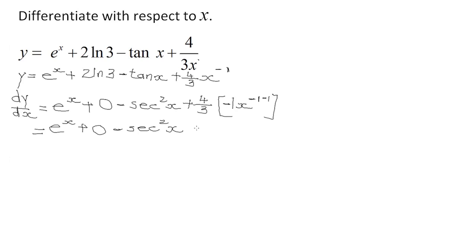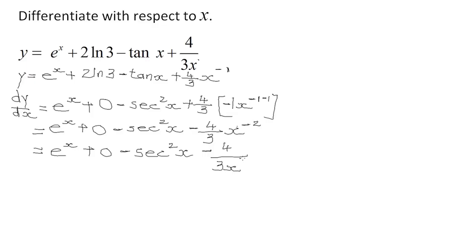A minus and a plus gives you a minus 4 over 3 x to the power minus 2. Remember, in the derivative, no negative powers. So, finally, my answer will then be e^x plus 0 minus sec squared x minus 4 over 3x squared. That negative moves to the bottom and it then becomes positive. And that is my final answer.